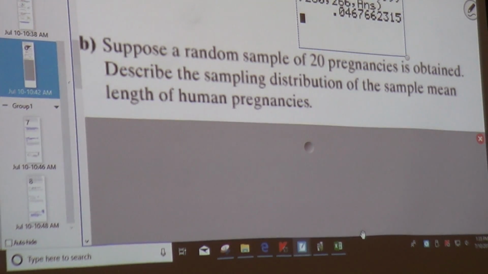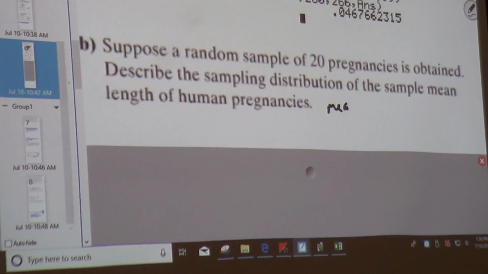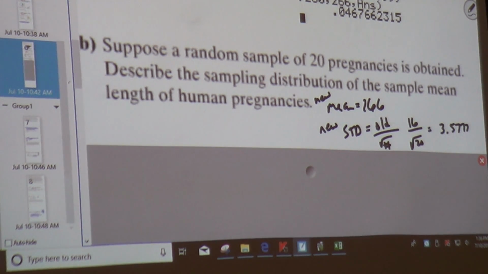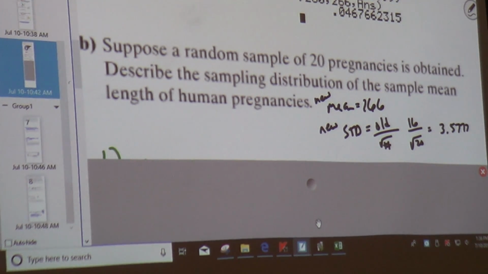Suppose that a random sampling of 20 pregnancies is obtained. Describe the sampling distribution. So tell me about it. What is the mean going to be? What was it? 266. What is the new standard deviation going to be? The old over the square root of the size of the group. So we found that right there, which was 16 over the square root of 20, which was the 3.577. And what is the picture going to look like? Normal. It's going to be normal.